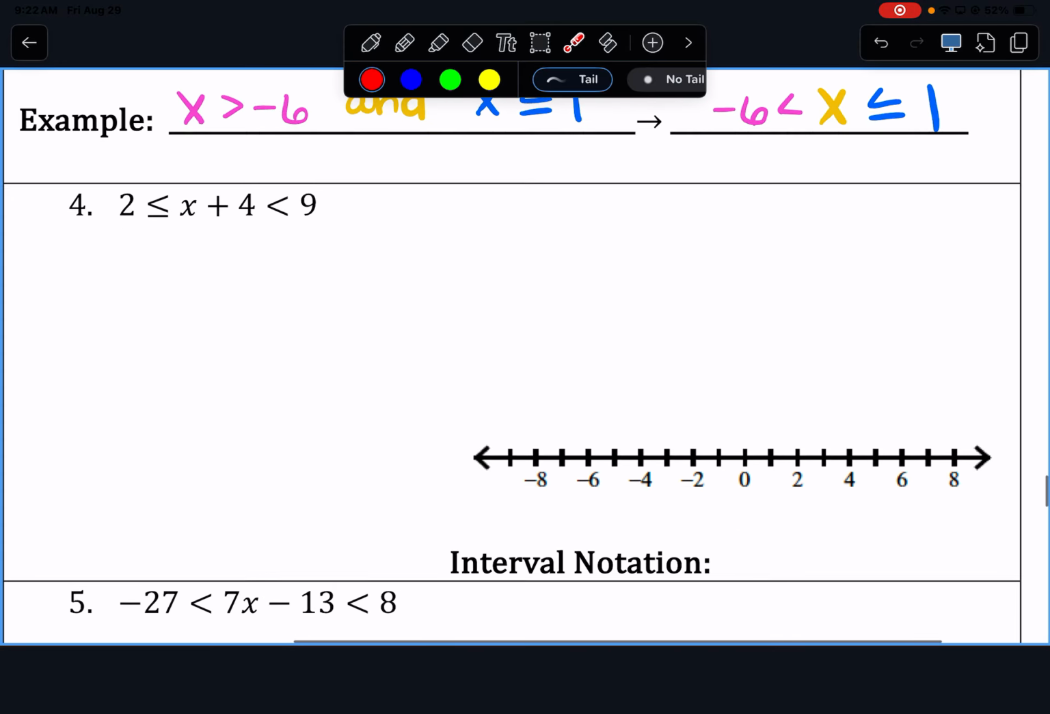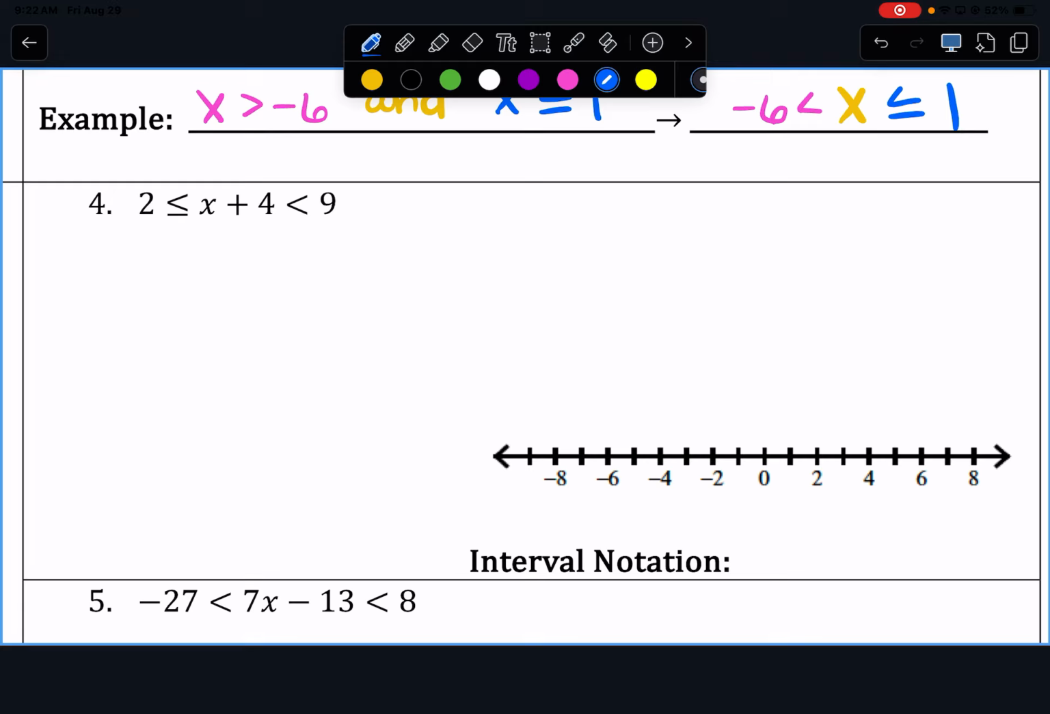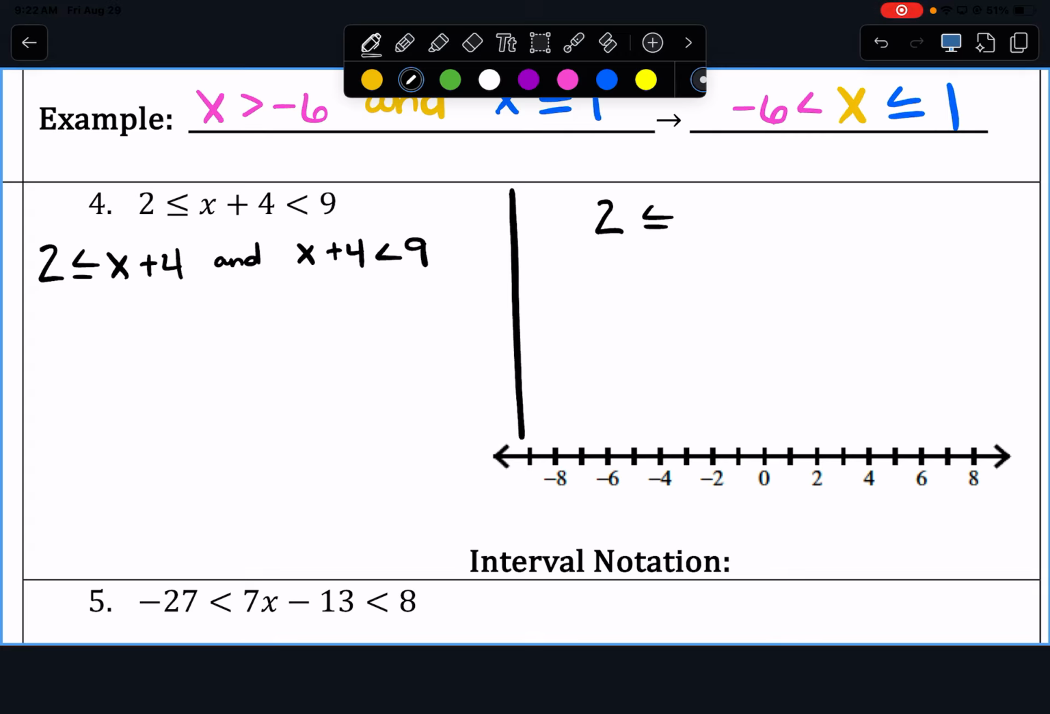Now, there are 2 strategies that we can look at to solve an "and" inequality. Okay? So first, we can write it as 2 full separate inequalities. We can do 2 is less than or equal to x plus 4 and x plus 4 is less than 9. That is a strategy for solving it. The other strategy is us leaving it like it's written. So 2 is less than or equal to x plus 4 is less than 9.